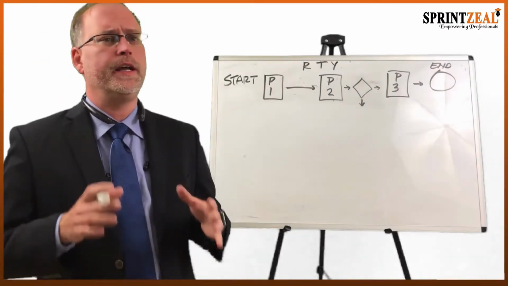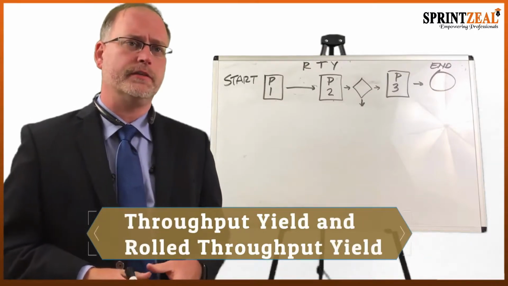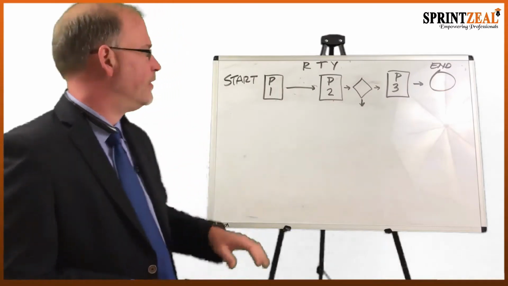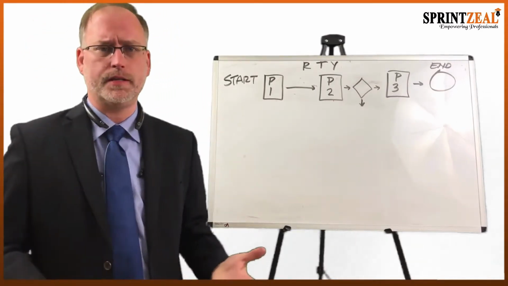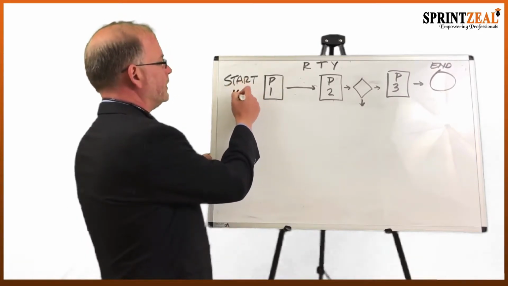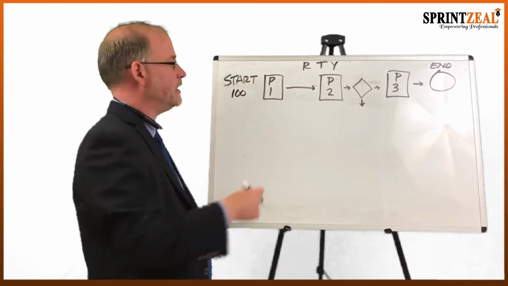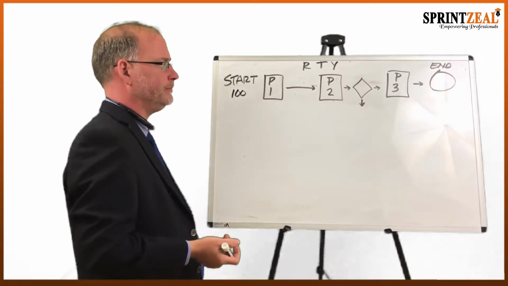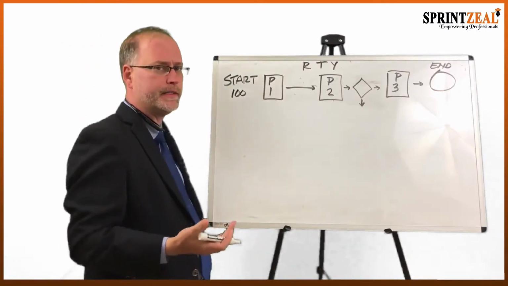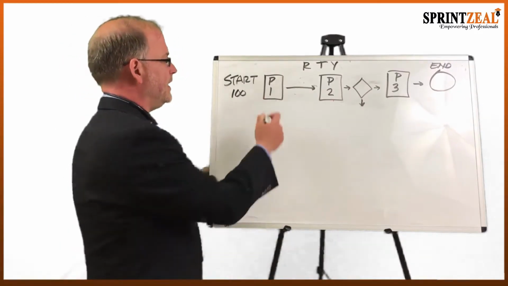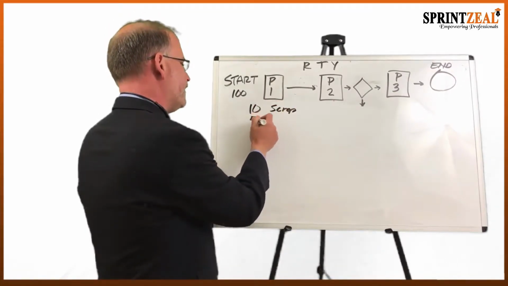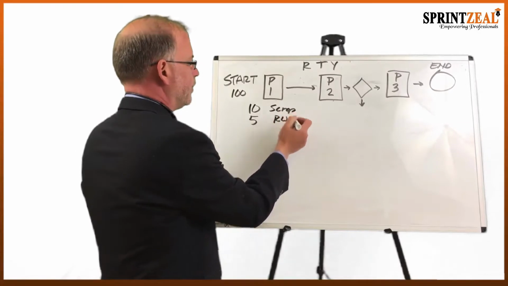So let's do another example of first pass yield, or throughput yield, and rolled throughput yield. Again, let's just do a three-step process. Let's say that we're going to start this time with 100 units or pieces going into process step 1. So in process step 1, 100 pieces go in. Let's say that 10 of those pieces are considered scrap and 5 of those pieces are considered rework.